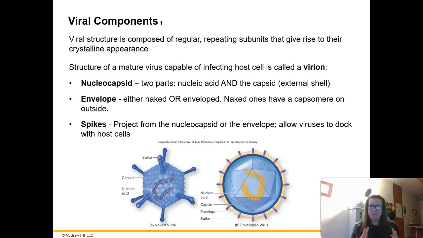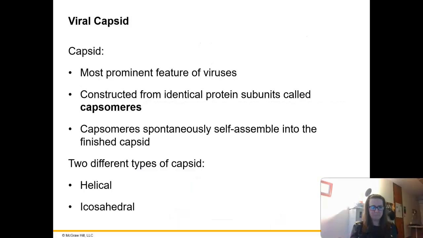So you have a nucleocapsid, which is the nucleic acid and the outer crystalline structure. Then we have the envelope for some of those. So they're either naked or enveloped. So some of them have the envelope, and then they all can have spikes.